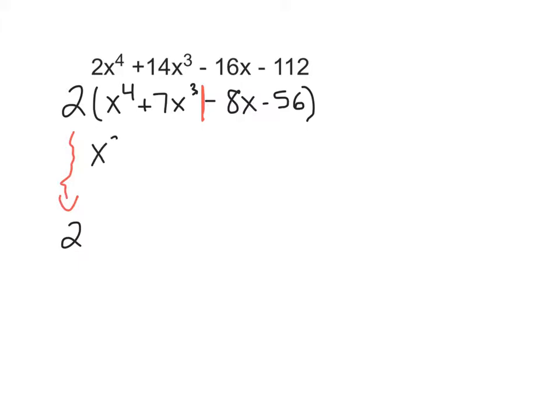Factor out x to the third. And we'll be left with, when we take an x to the third out of x to the fourth, we'll be left with x plus 7, because we'll take the x to the third out of there too. And then on the right-hand side of that red vertical line, we're going to factor out a negative 8. Always factor out the negative, and both 8 and 56 are divisible by 8.